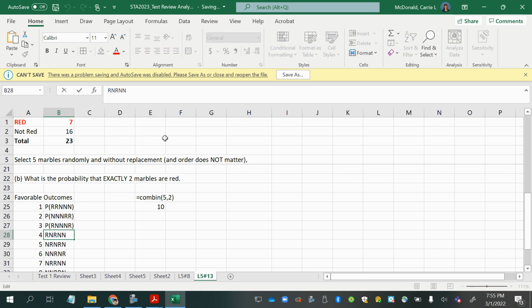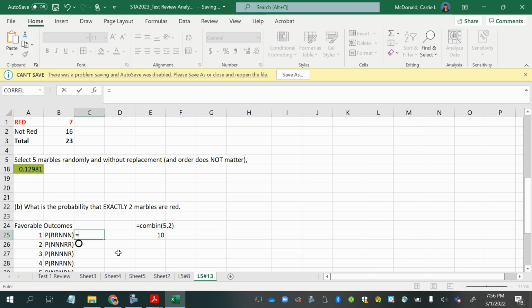Well, no, actually, because luckily it turns out that if you calculate each one of these probabilities individually using the multiplication rule like we did before, you're going to find out that every single one of these 10 outcomes has the exact same probability of occurring. That's awesome, because that means if I do it once and calculate 2 reds and then 3 not reds, I can just add it to itself 10 times. In other words, 10 times whatever this is.